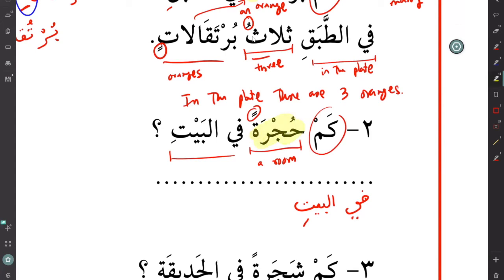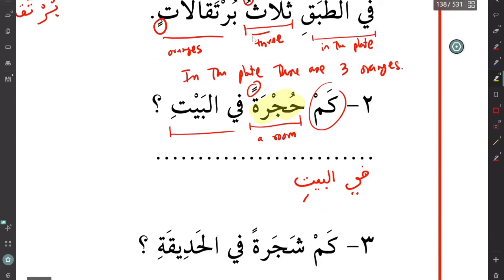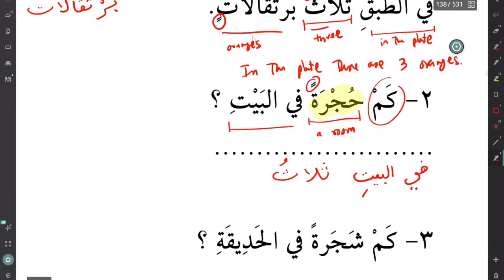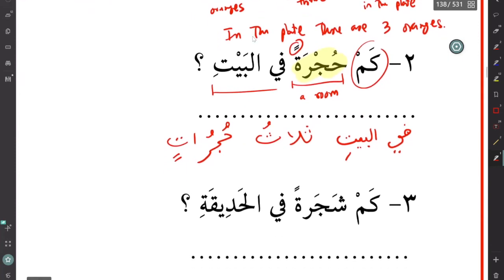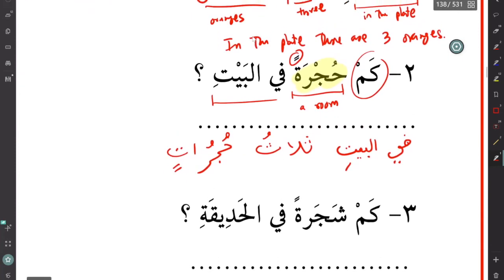So hujra is a feminine word because it has ta marbuta, so we'll be using the opposite. So we'll be saying what? Thalathu. Now we have to say rooms in the plural form. So remember the plural form for rooms, hujurat, okay? And now, of course, we have to put them in idafa form, thalathu hujuratin. Fil bayti, thalathu hujuratin. Right?